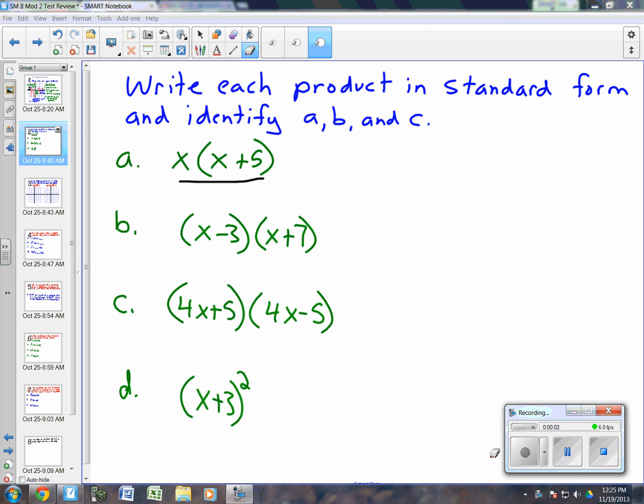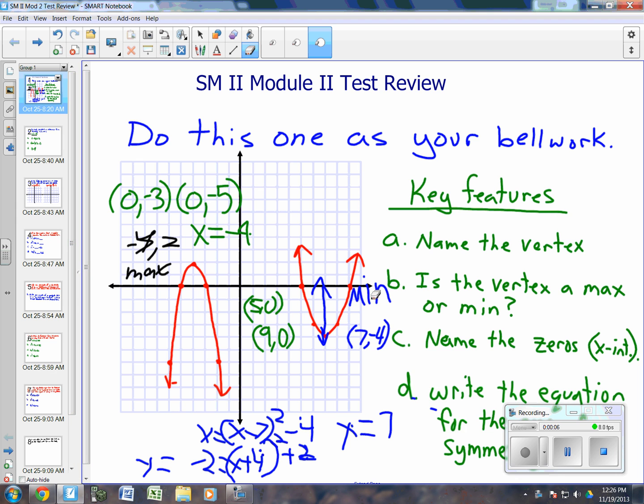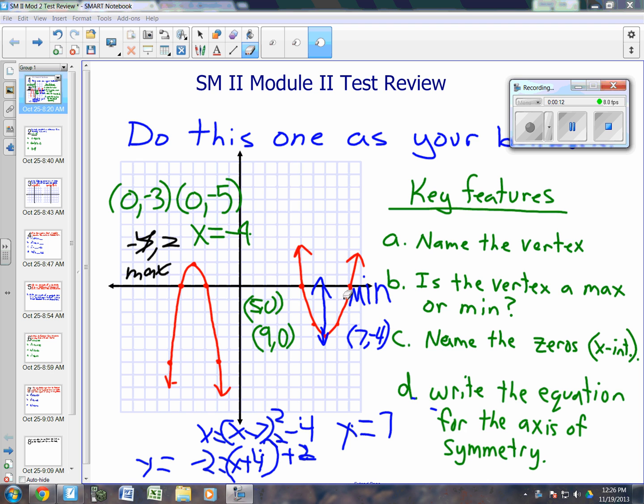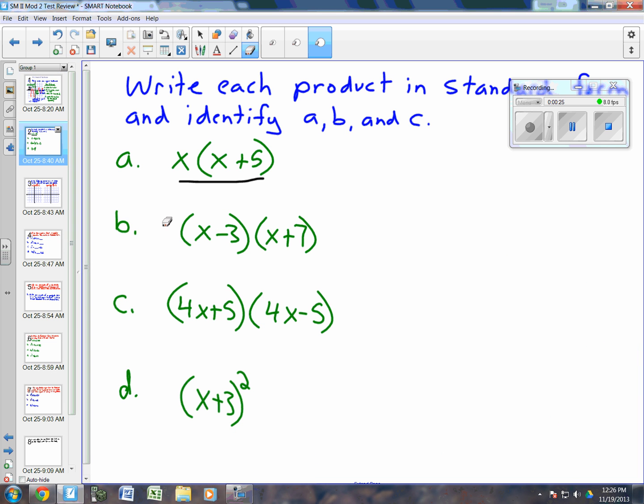Okay, for those of you who are not here, we've been doing a review. The first problem we did was this one right here, where we had to name, for these two parabolas, the vertex, whether it's a max or min, name the zeros, and write the equation for the axis of symmetry. And also we put each one of them in vertex form. So if you want to pause it on that, you can pause it and look at it.